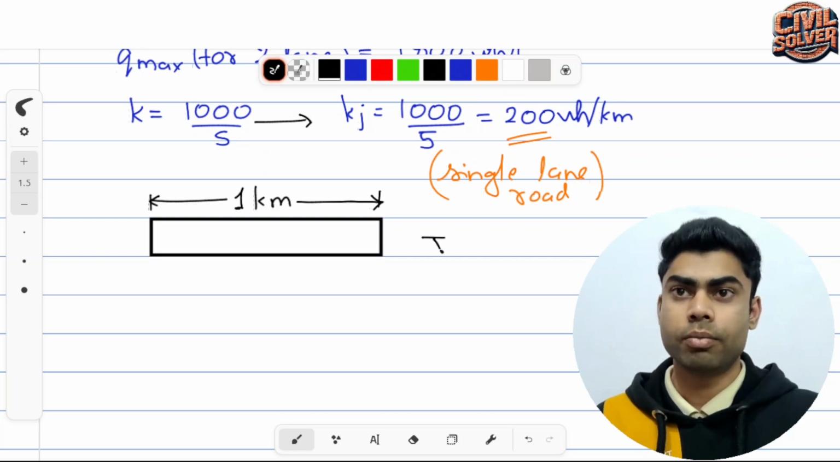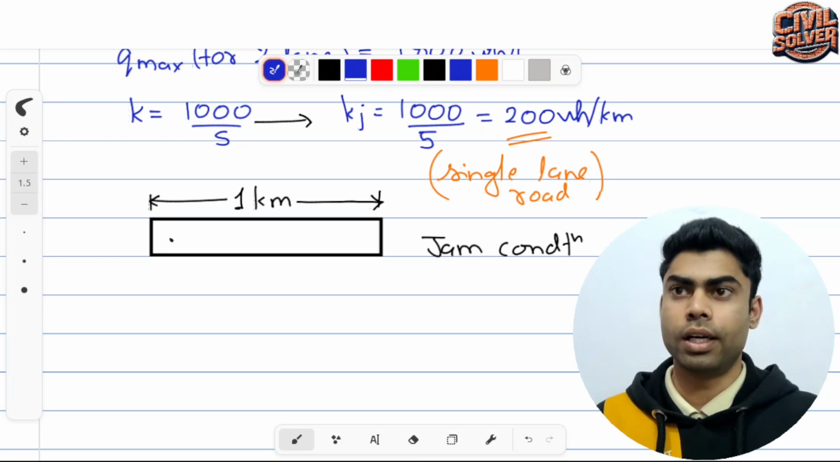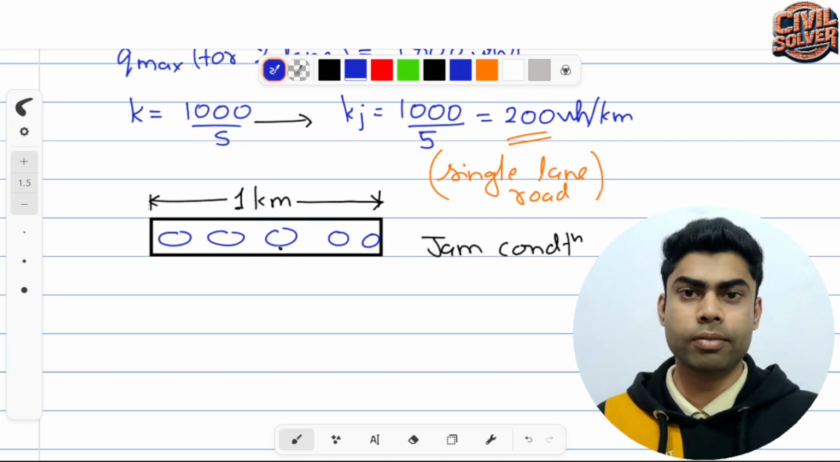And suppose it is in jam condition. That means there will be a certain number of vehicles occupying this road. Let us say there are 1, 2, 3, 4, 5 vehicles under jam condition in a 1 kilometer stretch of road. So this 5 will simply be the jam density of this road, because jam density is nothing but the number of vehicles occupying a 1 kilometer stretch of a road under jam condition. So its density will be 5 vehicles per kilometer.